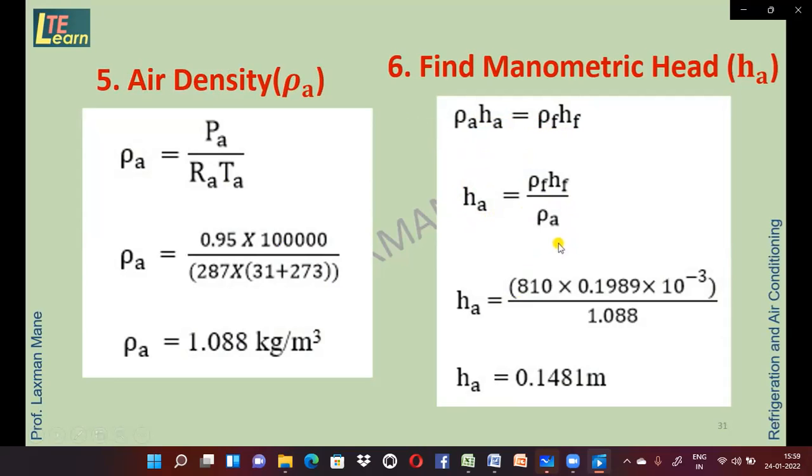Putting the value of rho F, the density of manometric fluid, and the HF value, which is in mm and we need in meter, so converting into meter, divided by rho A, which is calculated here. So by the calculation we find the manometric head in air column in meter.